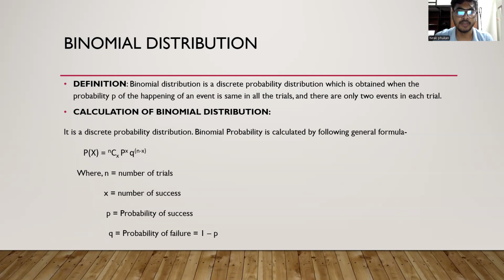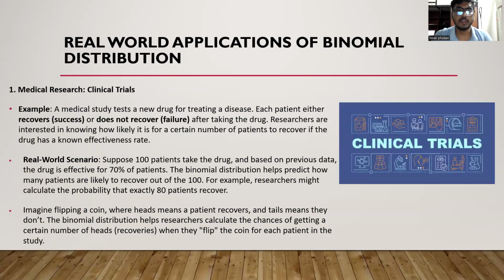Probability of x is equal to n combination x into p to the power x into q to the power n minus x, where n is equal to number of trials, x is equal to number of successes, p is equal to probability of success, q is equal to probability of failure, which is also counted as 1 minus p. Then real world applications of binomial distribution.